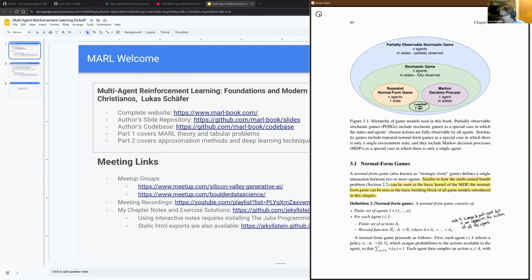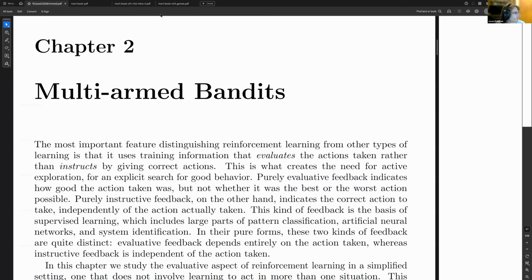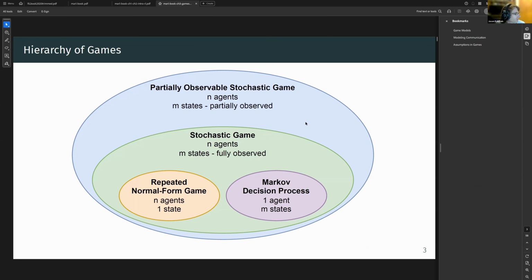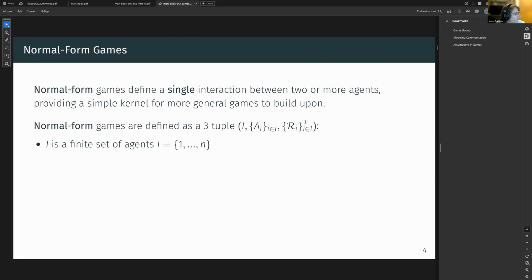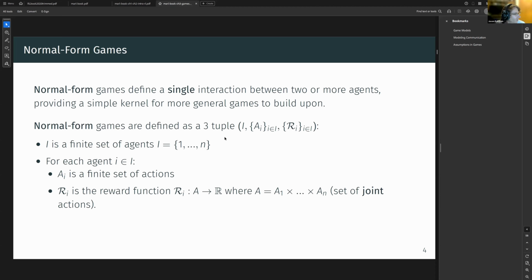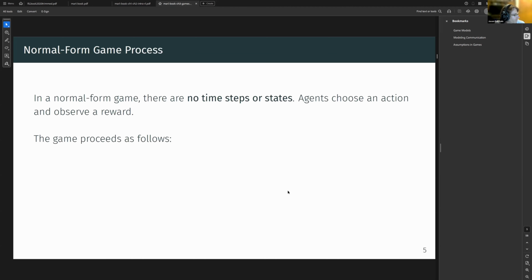Let's see. Back to this slide deck. Yep, so here's what I just said. This is the definition of the normal form game, not repeated. Here's the reward function. There are no time steps or states. We're just considering the game as a single interaction.